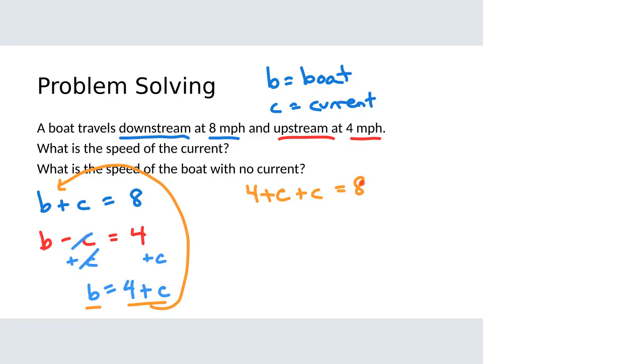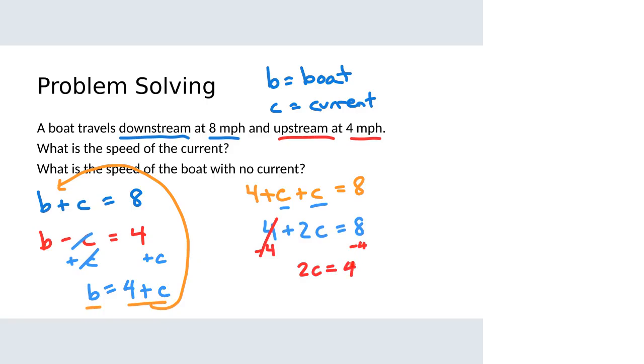Now I can simplify, and C plus C is 2C, so that's 4 plus 2C equals 8. Now I want to solve this equation. We haven't done algebra in a while, so it's good to do the review here. I'm trying to get C by itself, so I want to get the term with C by itself. So I need to get rid of that 4. To get rid of that 4, I'll subtract it, which I need to do on both sides. Those cancel, and so I have 2C is equal to 4.